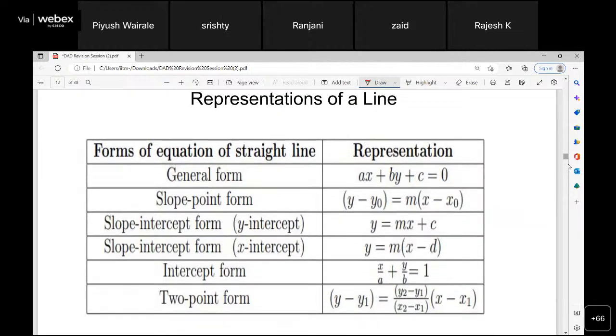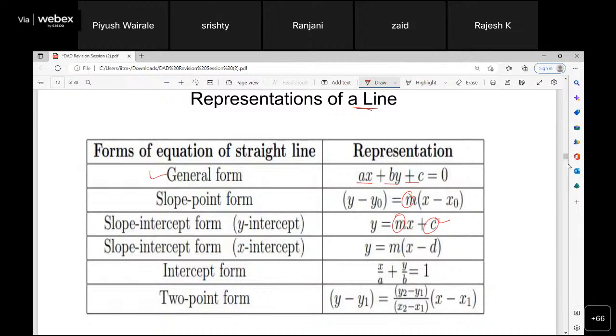Now we'll move on to lines, or representation of a line. There are a few forms of equation of a straight line. General form is ax plus by plus c equals 0. Point-slope form is y minus y0 equals m into x minus x0, where m is the slope, right? What is slope-intercept form? If the y-intercept is c and slope is m, so if slope and y-intercept are given, simply we can use y equals mx plus c.